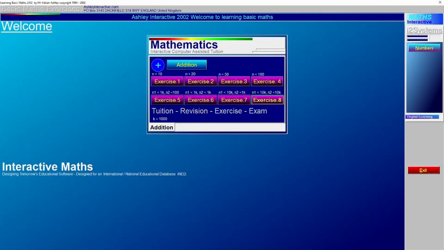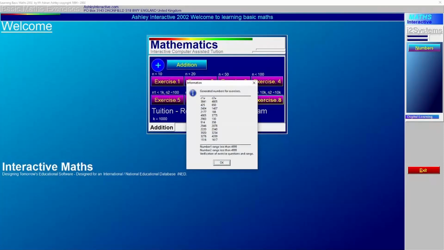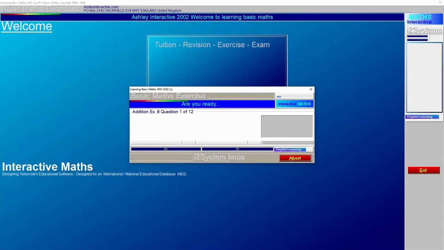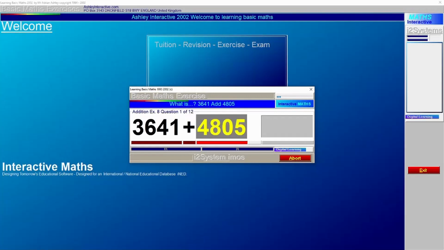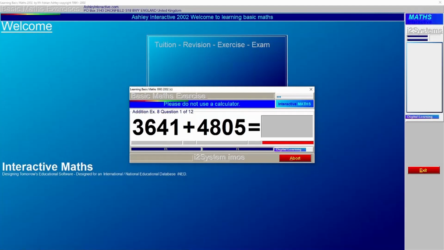Addition exercise 8. Are you ready? What is 3,641 add 4,805 equal to? That is correct.